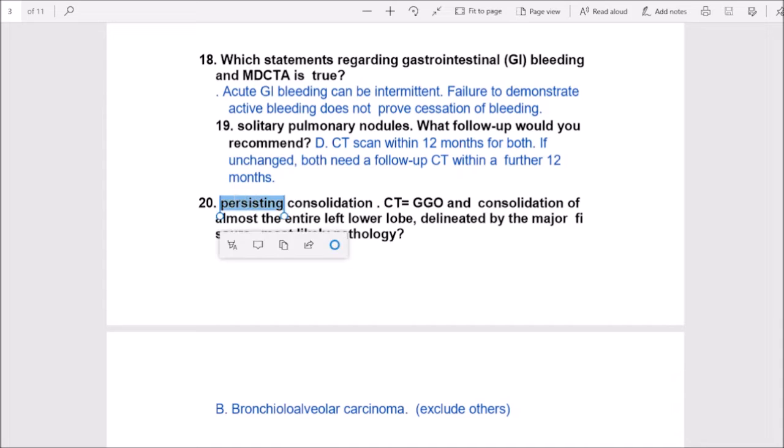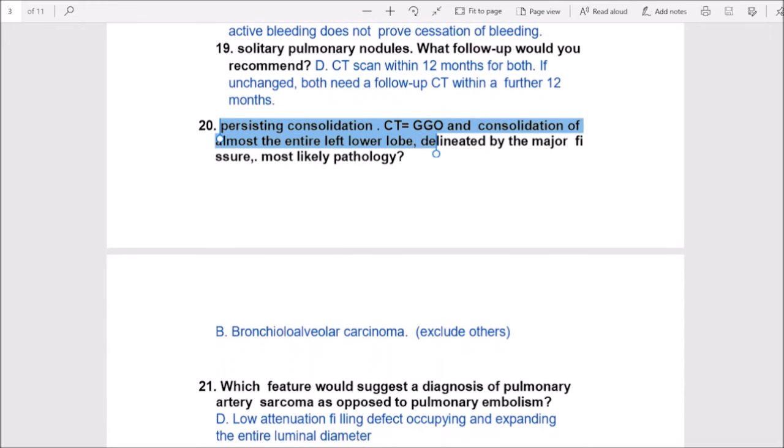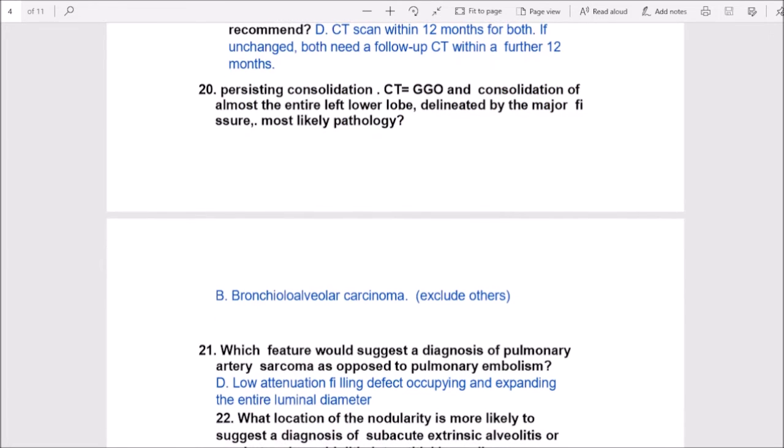Question 20. Persistent consolidation. CT shows airspace opacities and consolidation of almost the entire left lower lobe, delineated by the major fissure. Most likely pathology: bronchoalveolar carcinoma. You exclude the other options and diagnose bronchoalveolar carcinoma because this is the only option that goes with these findings. Other options do not make sense.